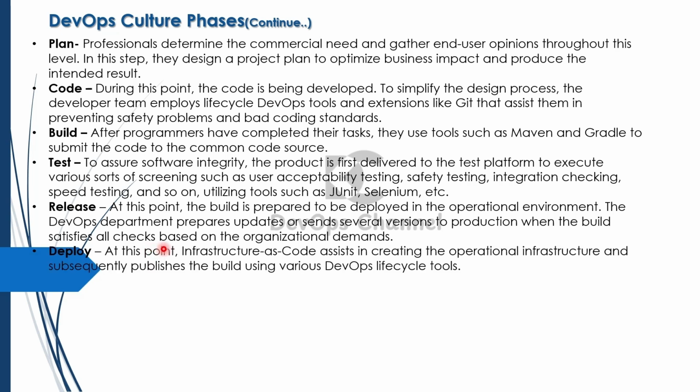At this point, infrastructure as code assists in creating the operational infrastructure and subsequently publishes the build using various DevOps lifecycle tools. So they need to be deployed. Various tools are used for it, like Terraform or Ansible for deploying, and there is something called infrastructure as code. We'll learn about this in a later section.